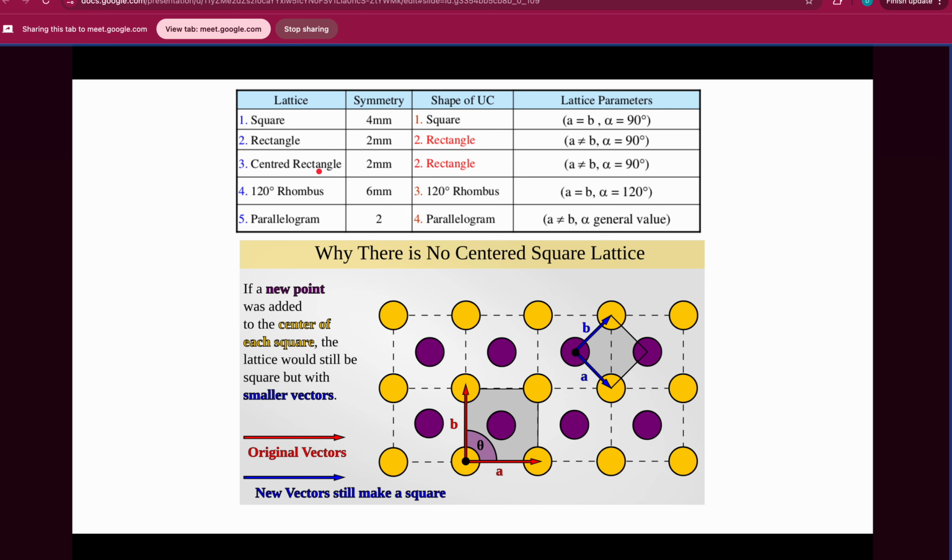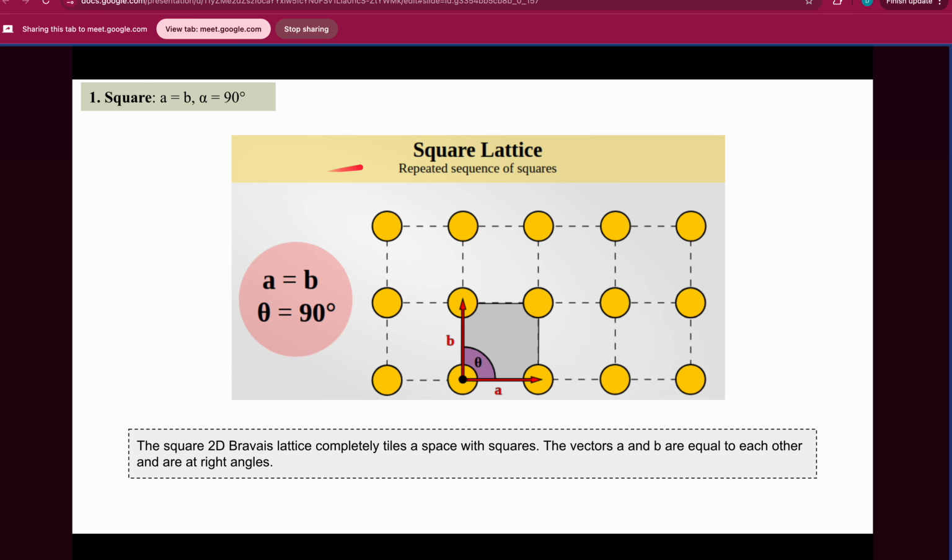Now we'll look into them in detail. If we talk about the square lattice, as I've discussed, this angle theta, or you can call it alpha, this is just the name, will always be 90 degrees, and the distance between two lattice points will be identical if we talk about the square lattice.